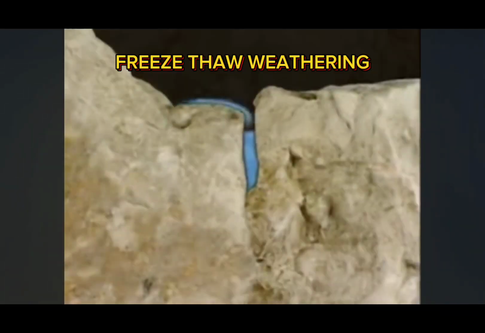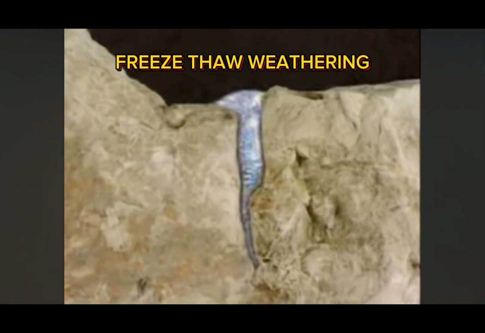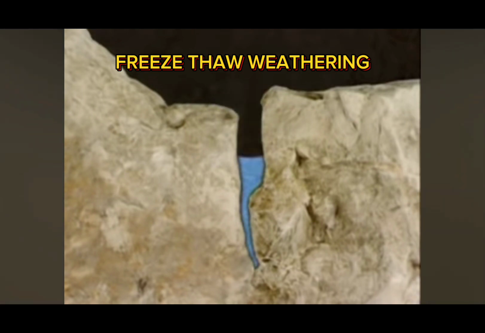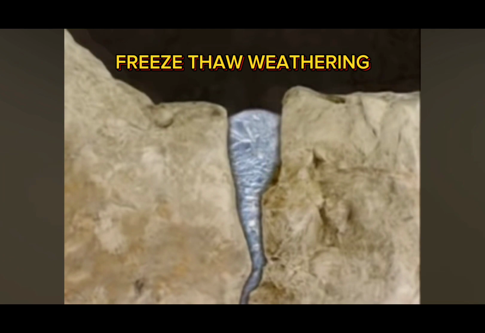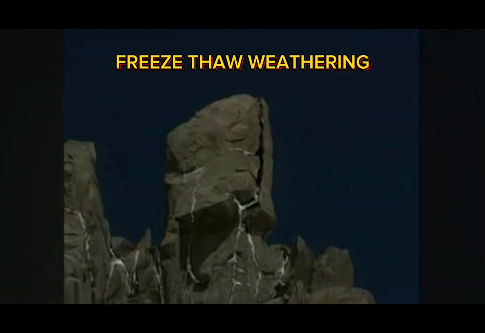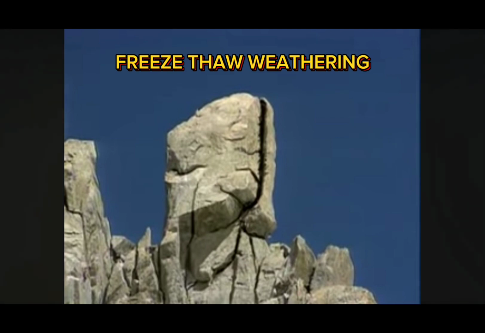So now let's move on to the types of mechanical weathering. First, we have the frost weathering, second is the thermal expansion, and the last is abrasion weathering. So in freeze-thaw weathering or frost wedging, it occurs when water seeps into cracks of the rock like in this video and freezes. And as it freezes, it expands the rock, gradually breaking the rock apart into pieces.